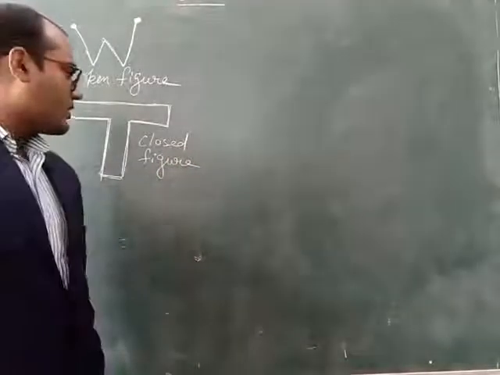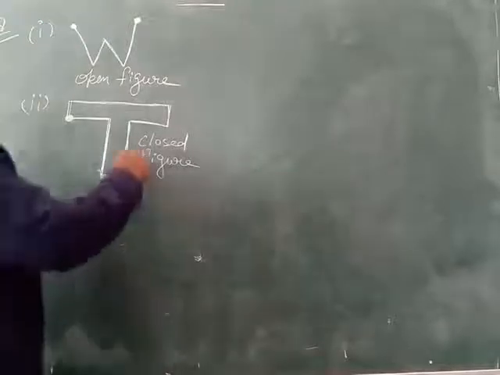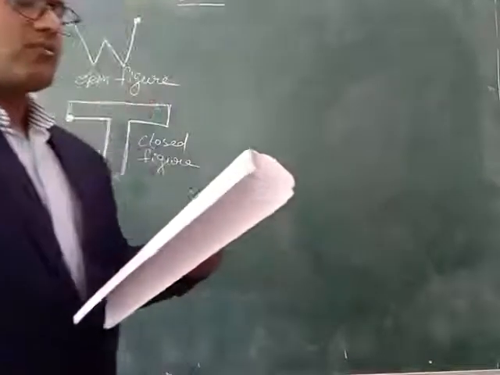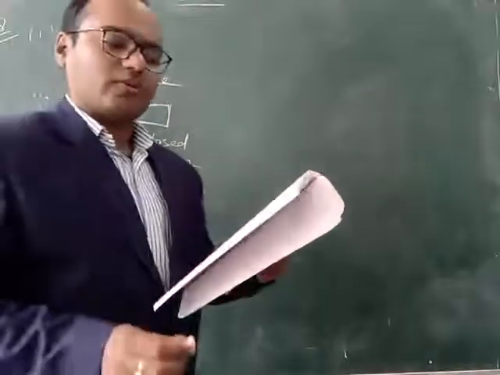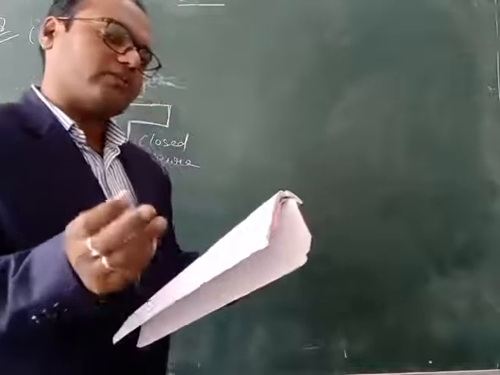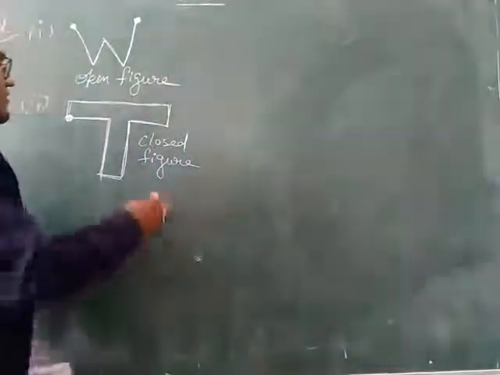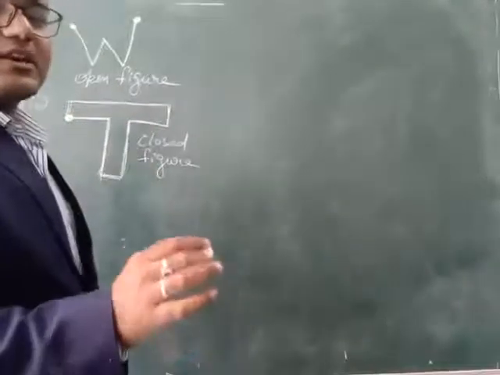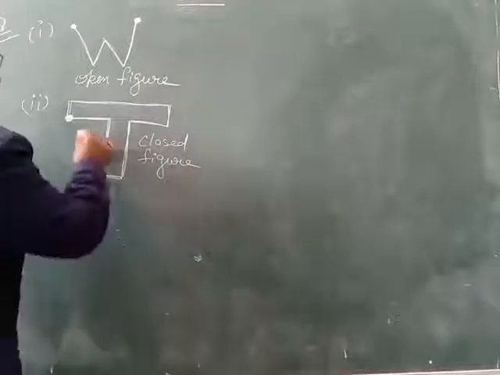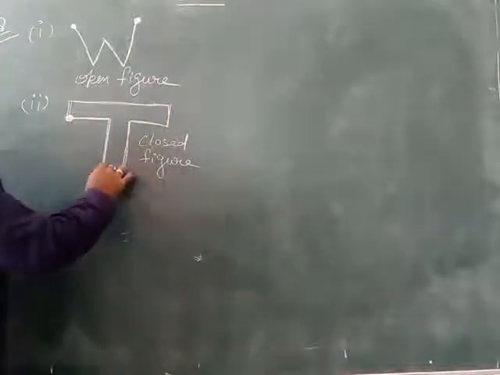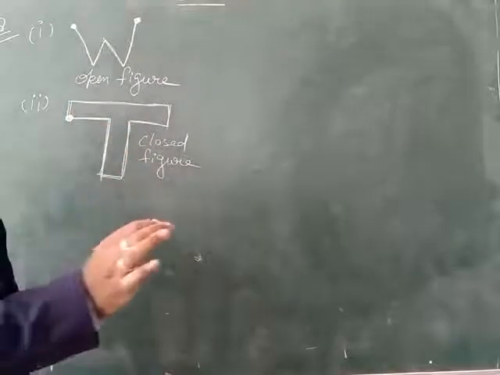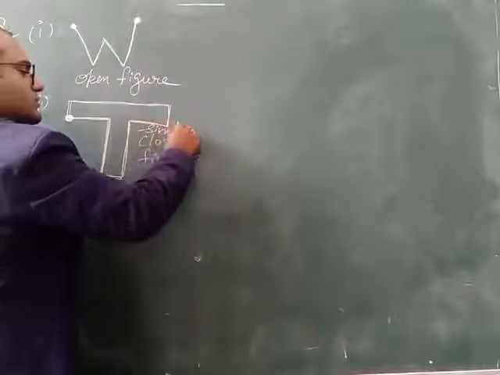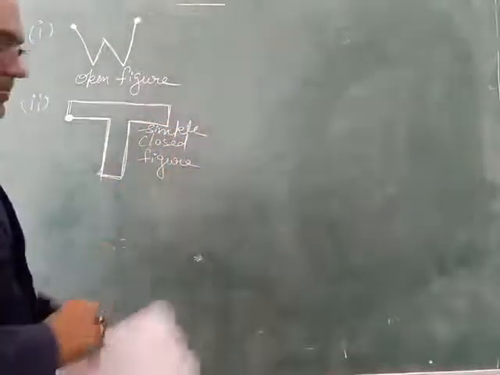Now you have to identify one more thing, whether this figure is a simple closed figure or not. In the heading of the question it is written which of the following figures are open figures, which are closed figures, and which are simple closed figures. The third name is also given, simple closed. If all the lines do not cut each other, then we can say it is a simple closed figure. Here you will observe all the lines are not touching each other, so such a figure is known as a simple closed figure. This is the simple closed figure.